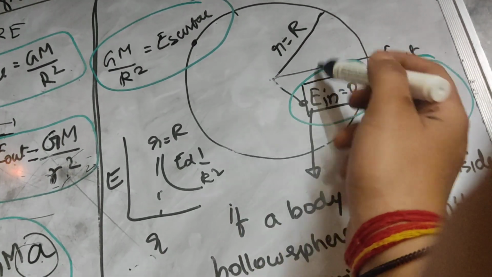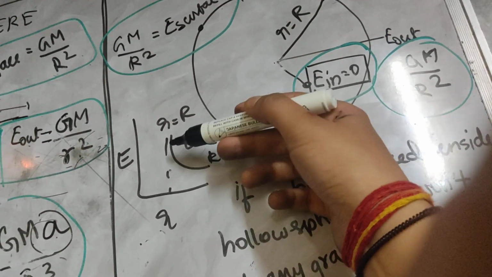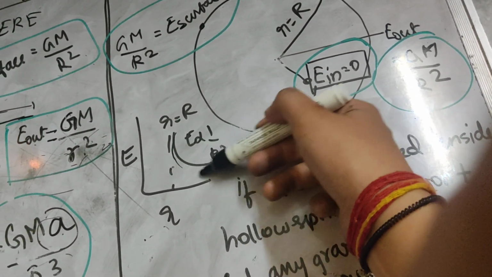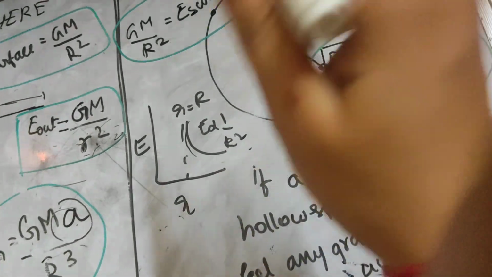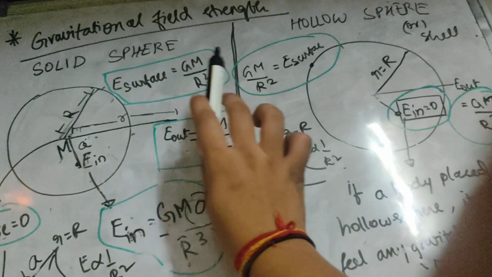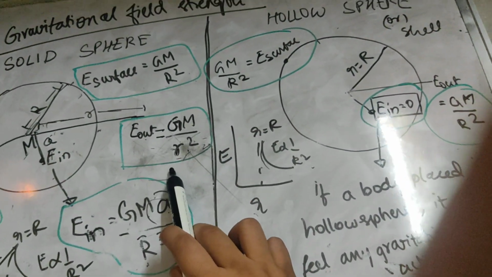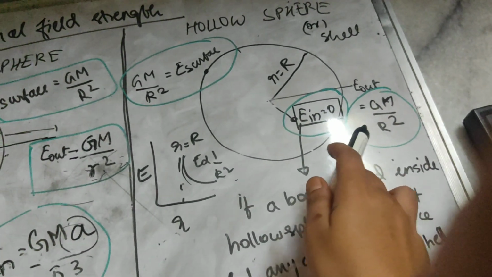So there will be no graph for inside because inside the E value turns to be 0. Only for outside, from the surface you will get a hyperbola graph, inversely proportional to R square. So we'll just compare them. E at the surface, same only. E outside, here it is GM upon distance square. Here also it is GM upon distance square.